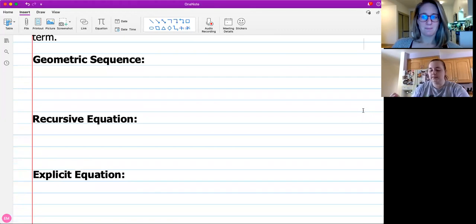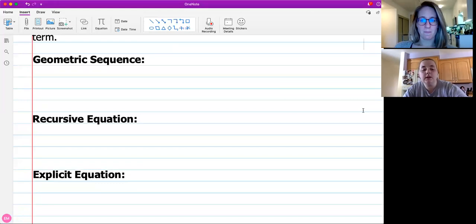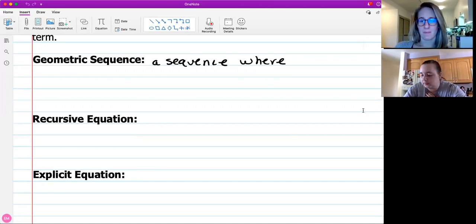Okay, so a geometric sequence. An arithmetic sequence added something every time to get the consecutive terms, and a geometric sequence has common ratios between consecutive terms. So I'll explain what that means in a second. But we have a sequence where the consecutive terms have a common ratio.